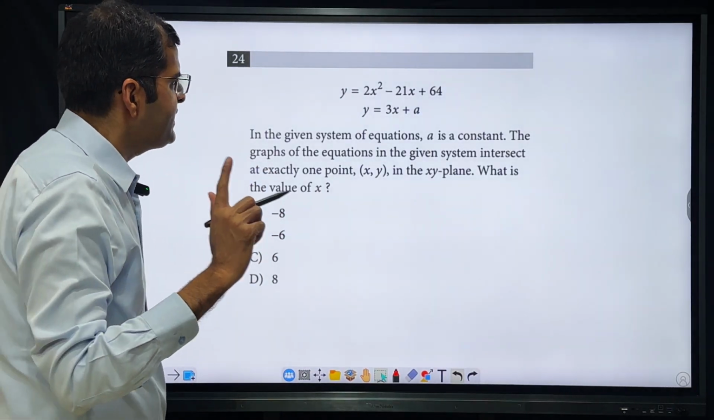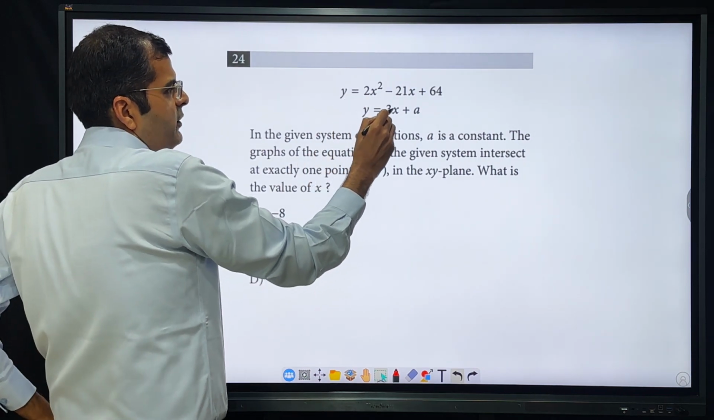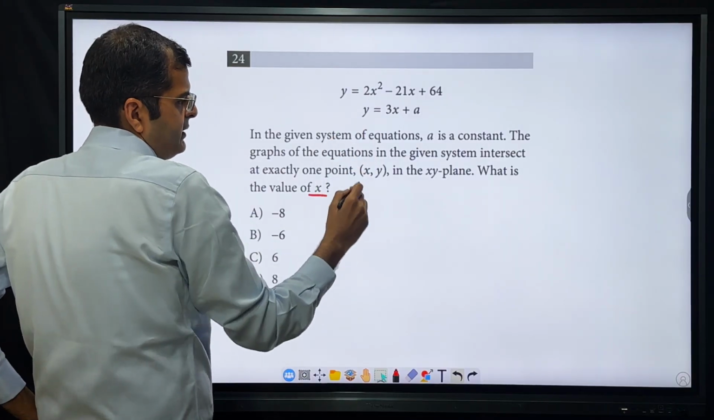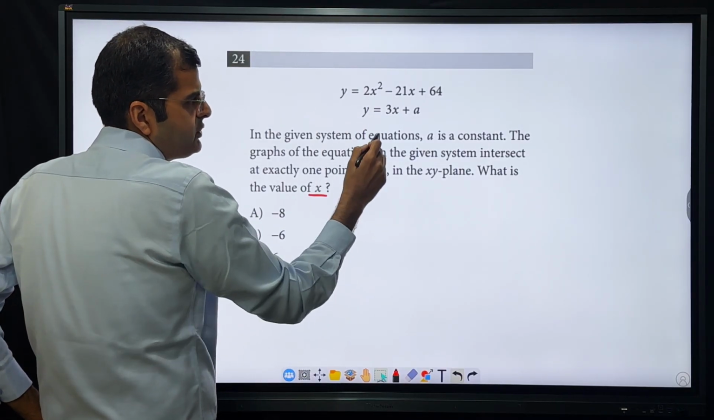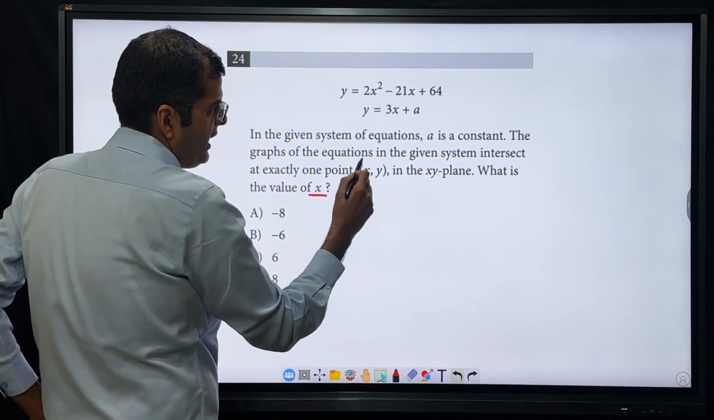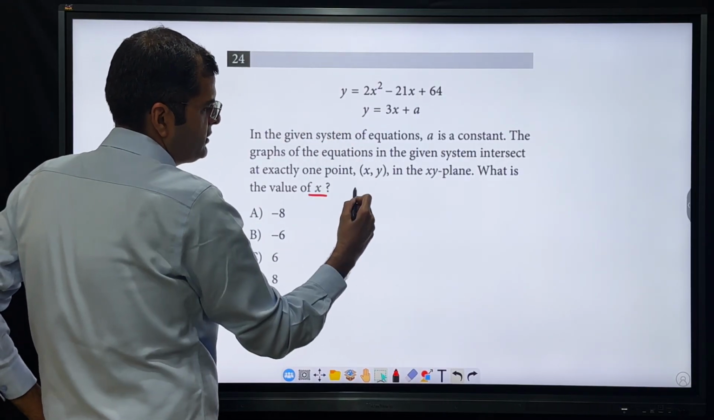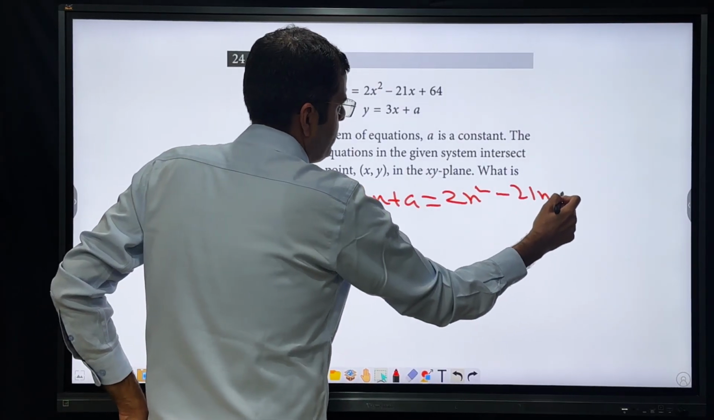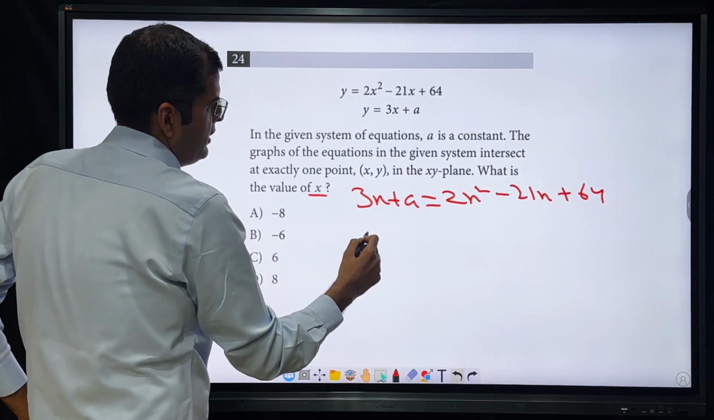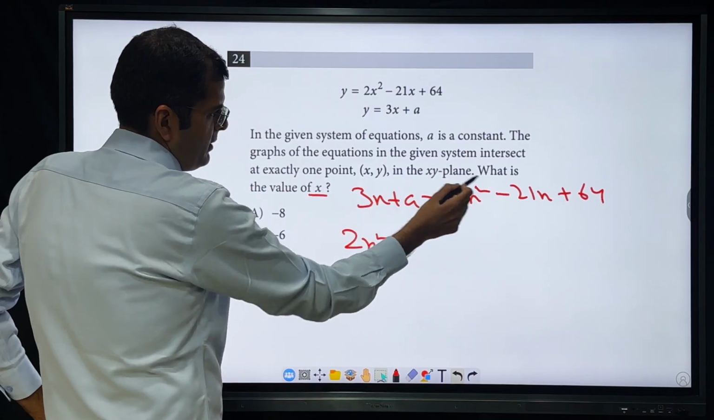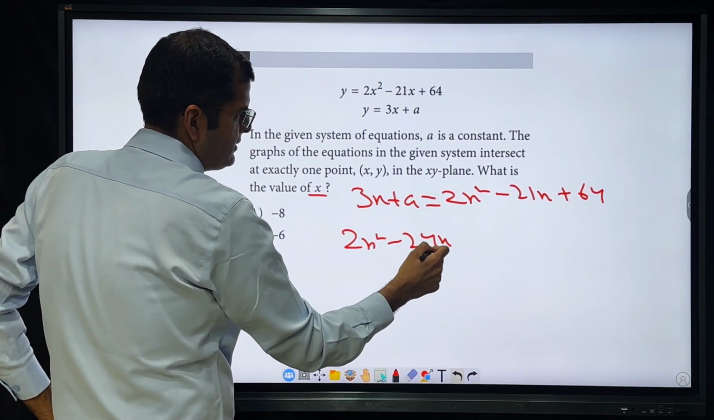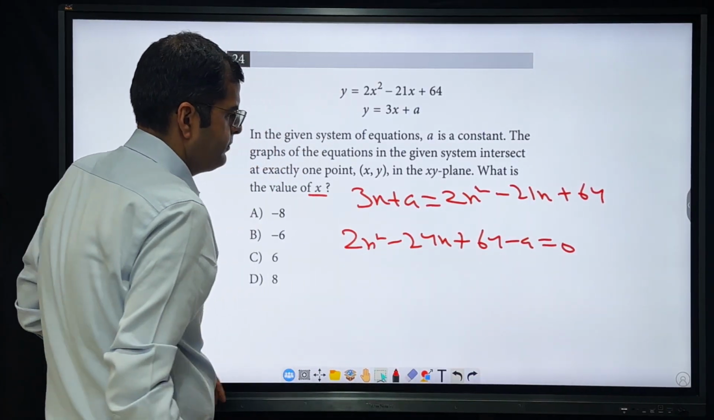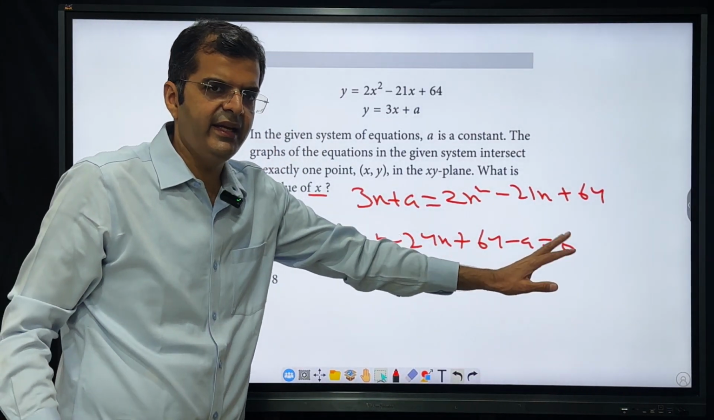So they intersect at exactly one point. First of all, what this means is I have to find the value of x. Okay, that means first of all I'll solve these equations. To solve these equations, I'll put y equal to 3x plus a in the first equation. So 3x plus a equal to 2x square minus 21x plus 64. So this becomes 2x square minus 21x minus 3x plus 64 minus a equal to 0. This is a quadratic equation in x.